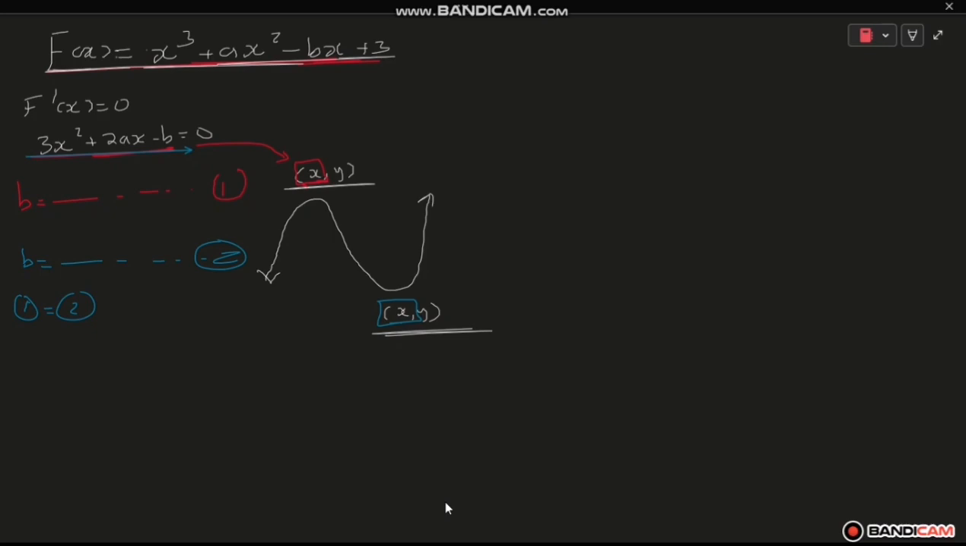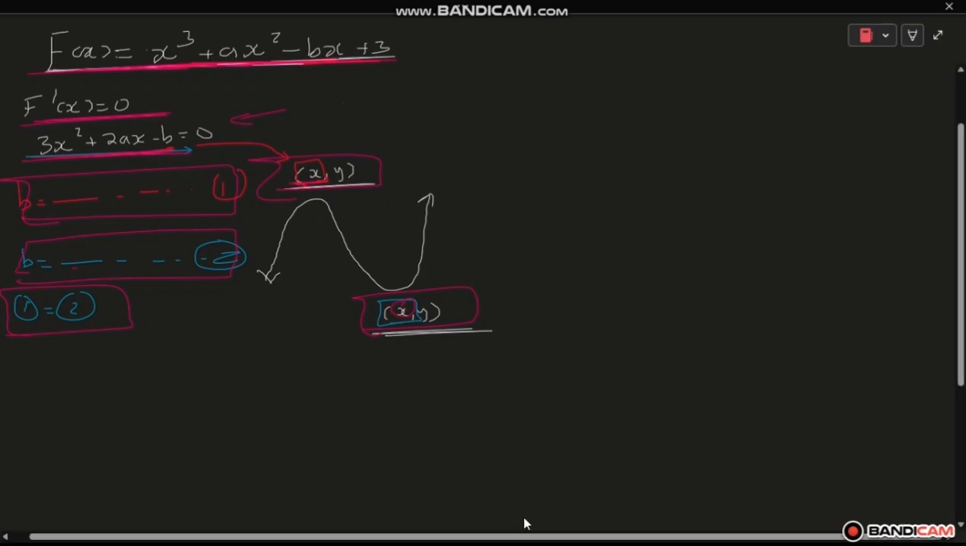I hope that makes sense. If you have 2 stationary points, you do this. Derive, then you take the first x value, you substitute it on the derivative. Then when you're done, you take the second one, you substitute it on the derivative for equation 2. Then you can solve simultaneously. So this is the second case. The first case was the one that we were actually doing previously.